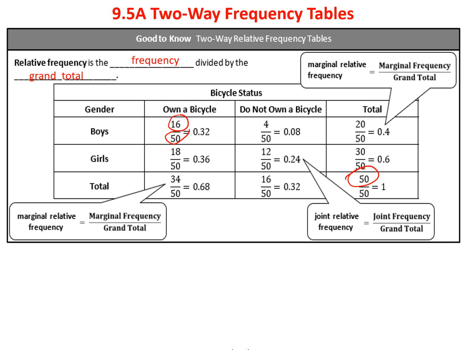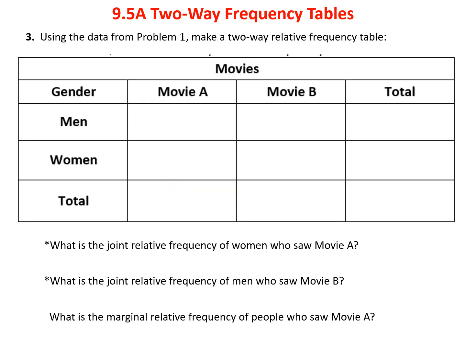So I end up with a fraction now, 0.32. In other words, 32% of the people in the survey were boys who owned bicycles. Okay? I can do the same thing with a marginal. For example, the total number of people who owned a bicycle was 34, the marginal frequency. If I divide it again by the grand total, I find out that 68% of the people who were surveyed owned bicycles, irrespective of whether they were girls or boys.